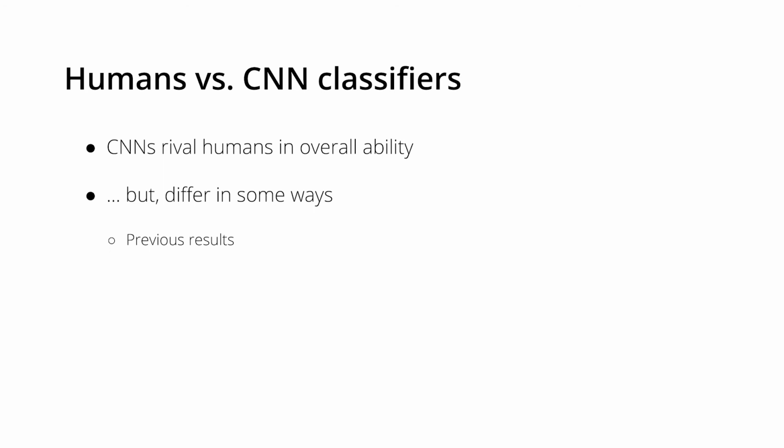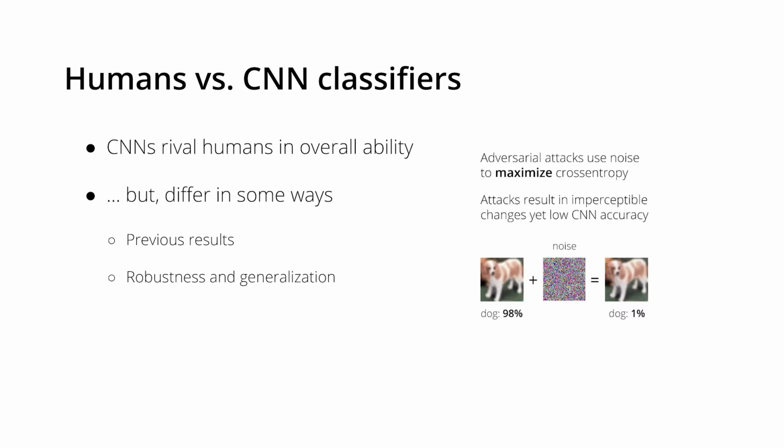For example, the previous results. They also don't seem nearly as robust as humans. For example, previous work has shown that the performance of CNNs can be effectively destroyed just by adding imperceptible bits of noise to the input images in a method called adversarial attacks. Further, sometimes just using images from a different dataset is enough to reduce performance.